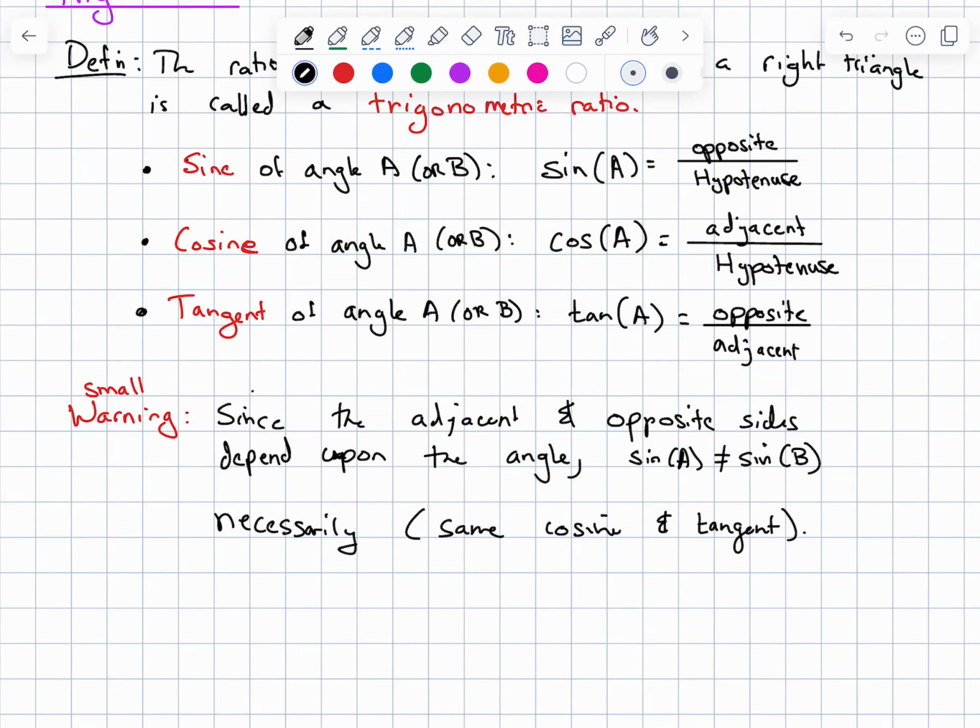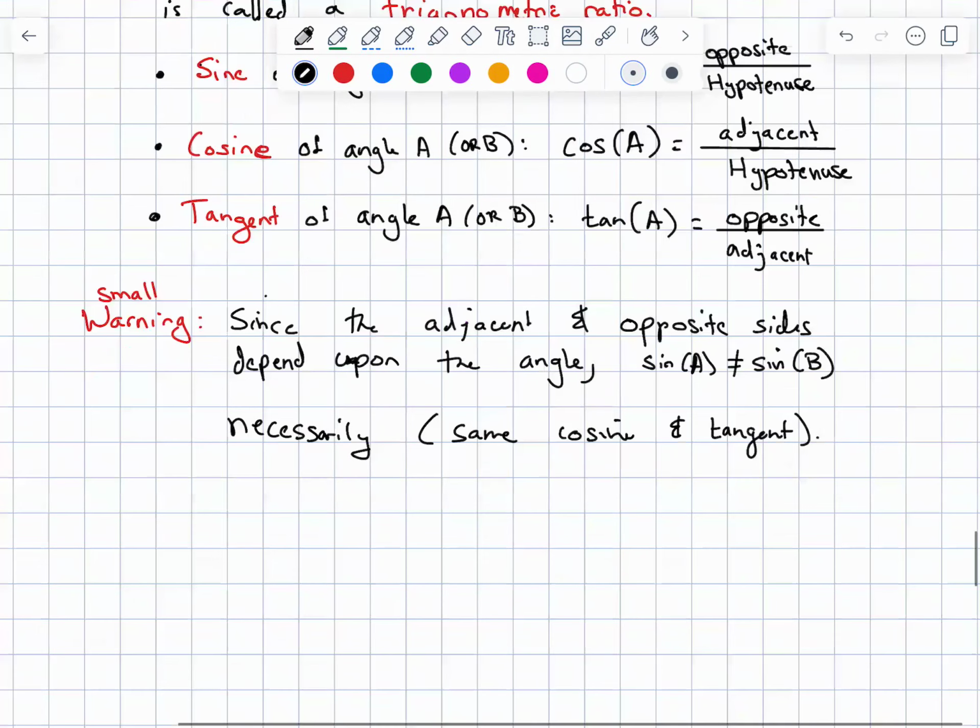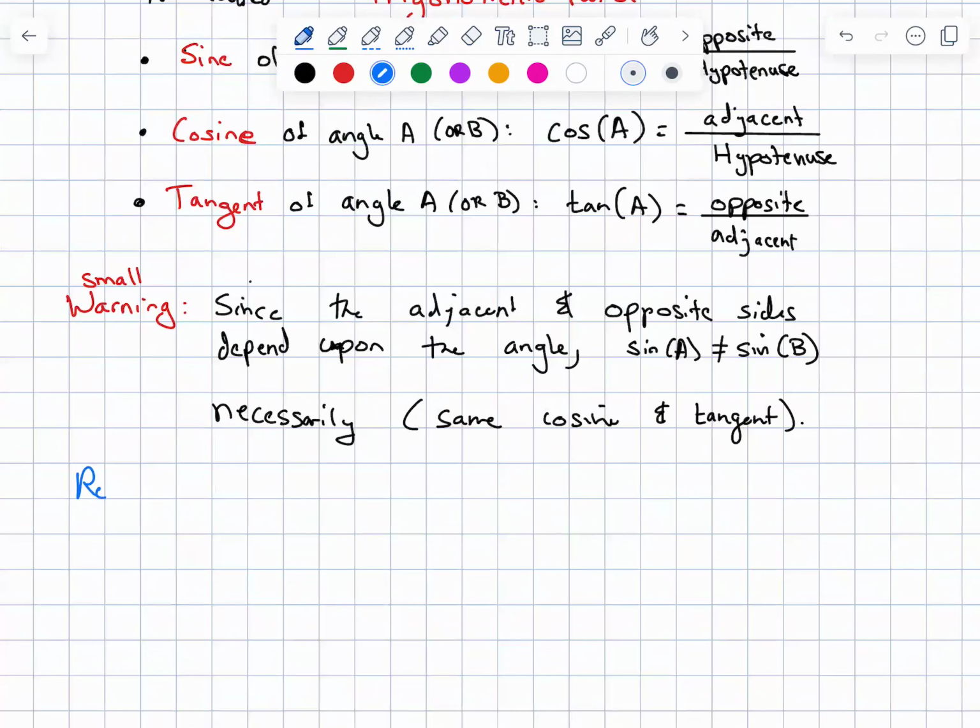Now, that's a lot of things to memorize. Sine equals opposite over hypotenuse, cosine equals adjacent over hypotenuse, tangent is opposite over adjacent. That's a lot of things to memorize. And then for whatever reason, this is the remembering trick. You might have heard it before.